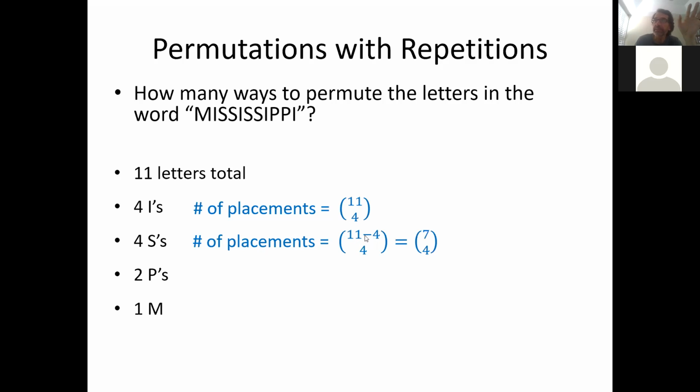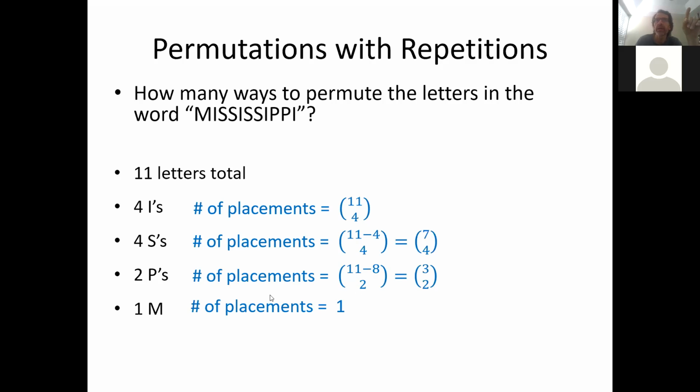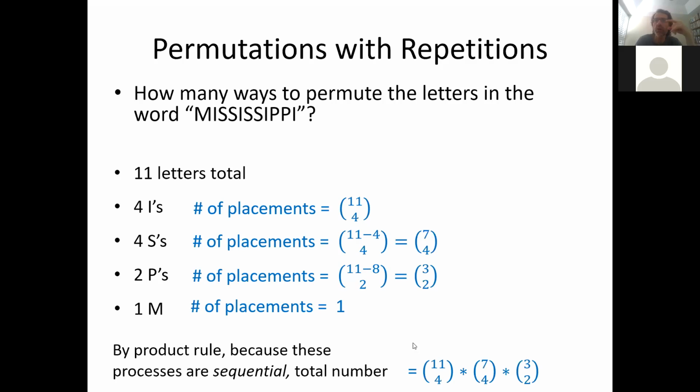It doesn't matter where I place them, there is a well-defined sequence of 7 remaining places, remaining indices. Out of those, 4 of them are going to be occupied by S's. And then I repeat. So for P's, there are 4 places taken by I's, 4 by S's. There are 11 minus 8 remaining positions, of which I choose 2. And for M, there is no choice, right? If you wanted to extend it, it would be 11 minus 10 choose 1, which is 1 choose 1, which is 1. So the total is this.